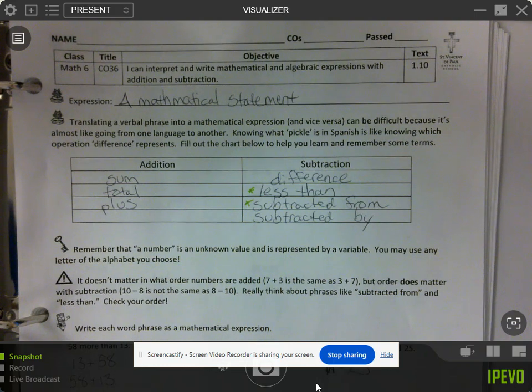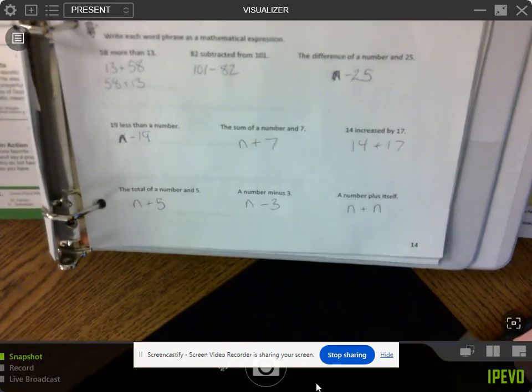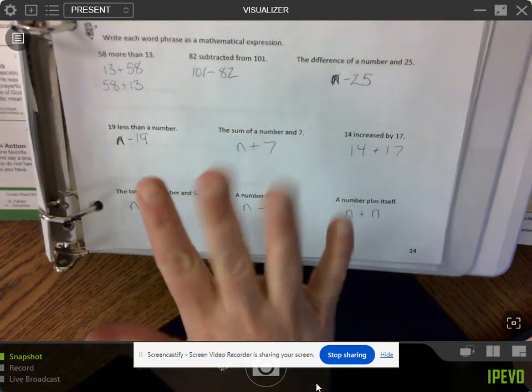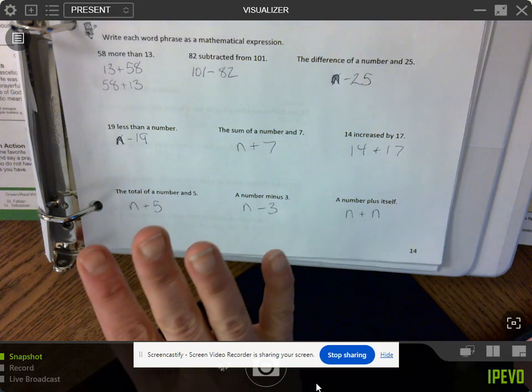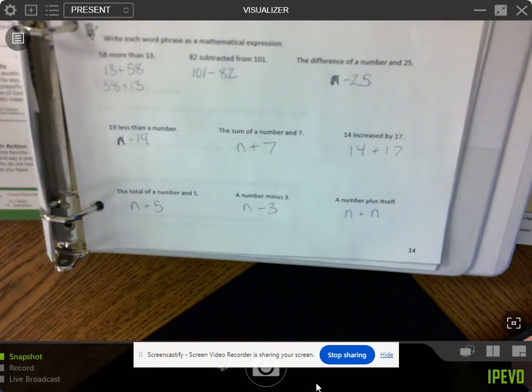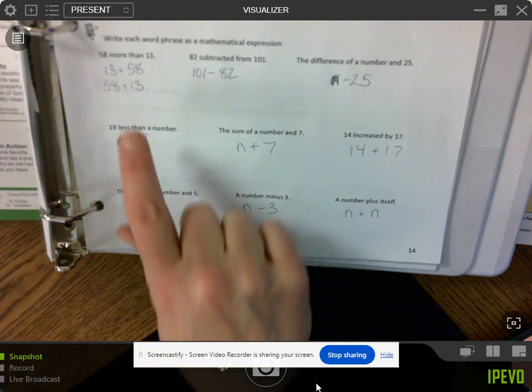Good morning. Today we are correcting CO36, working with mathematical expressions and algebraic expressions with addition and subtraction. We did some of the bottom together. Remember that the wording matters with the subtracting, so we have to be very careful. If it's not supposed to go into negative numbers, you have to be careful how you put it.